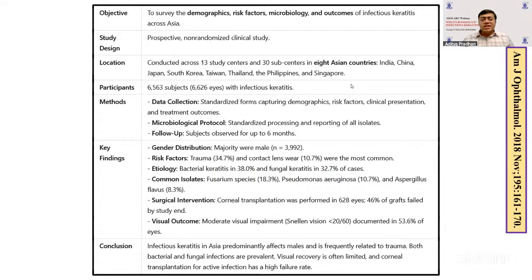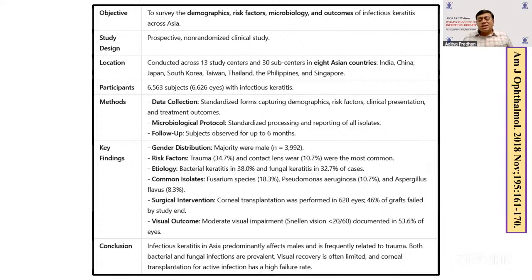So this is the ASICS study. It's not strictly a clinical trial, but I've included it because it has a huge sample size and huge diversity as well, because 13 study centers and 30 sub-centers, 8 Asian countries were covered. Basically, these are the red areas on the map I have shown before, 6,563 patients.